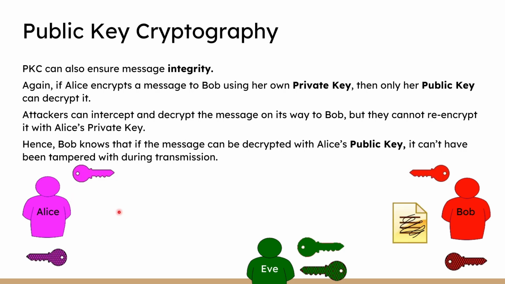So when it arrives, Bob assumes that it's still encrypted with Alice's private key and tries to decrypt it with Alice's public key. But it doesn't work. It doesn't give the message. So he knows that the message has been tampered with in some way, because it's not encrypted with Alice's private key. I hope that makes sense.